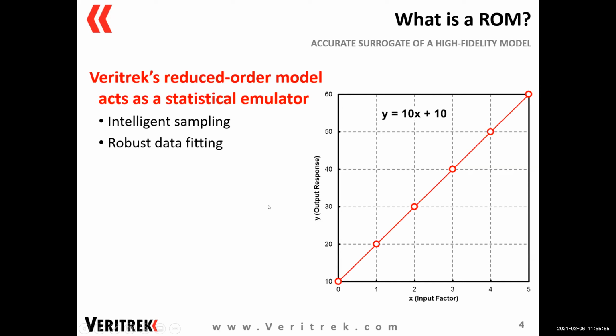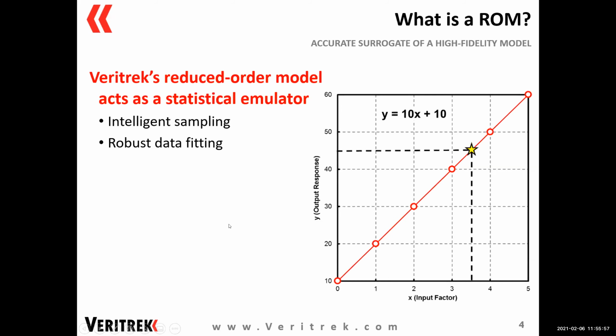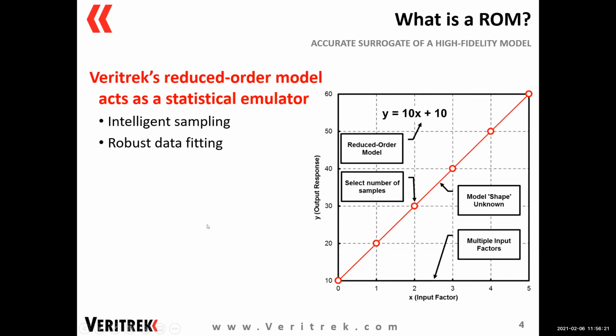And so then down the road, if someone would ask us, what is the temperature at, let's say, an input factor of 3.5 watts? Well, we could go back to the fundamental thermal model, but that's computationally expensive. It's going to take, again, minutes to hours to days to run. Why not just use the model that we just generated? So put in 3.5 into the equation, and out comes our output response of 45. And that's essentially what we're doing with Veritrek. We're generating training data and then doing a data fit.